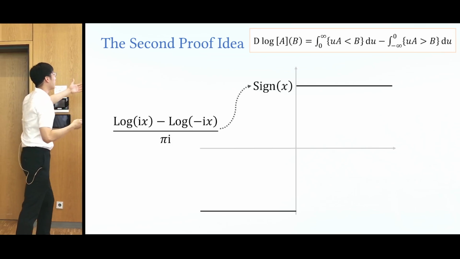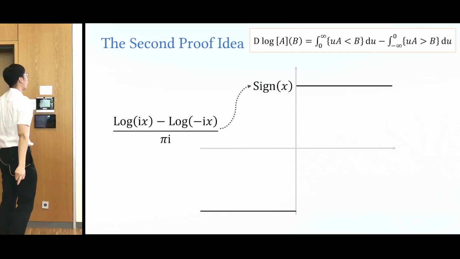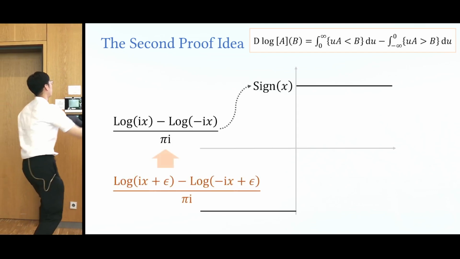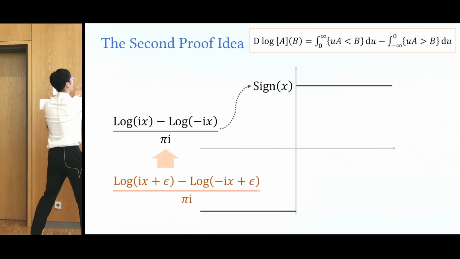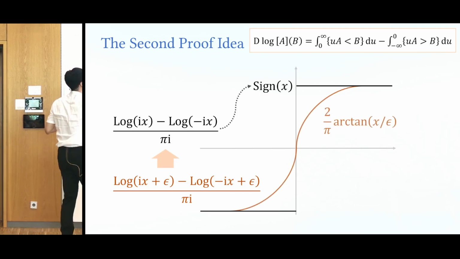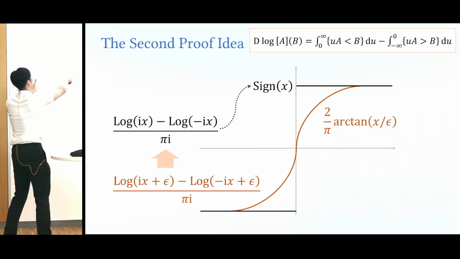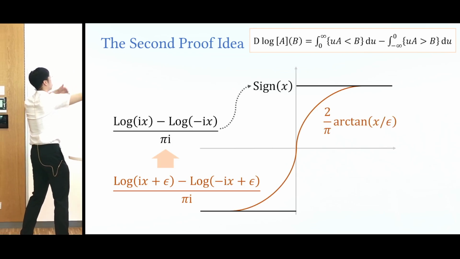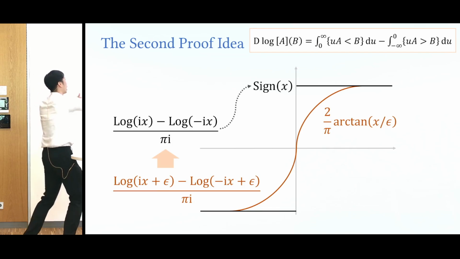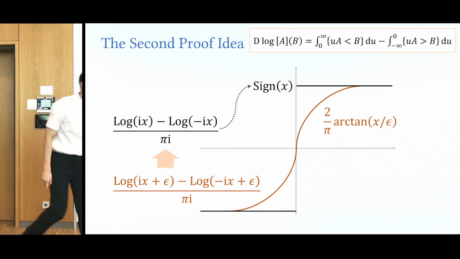But we cannot do that exactly because this log is very fragile at the origin. So our method is to put this epsilon away, so that it's a bit nicer. Okay, but then this is not a sine function. It's something like a tangent function in terms of this epsilon. Then we do this integration by parts here, and then we show some uniform convergence to the sine function. That's our second proof idea.